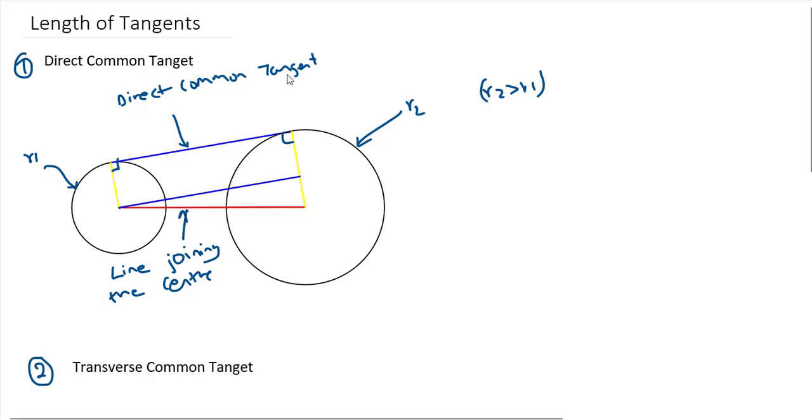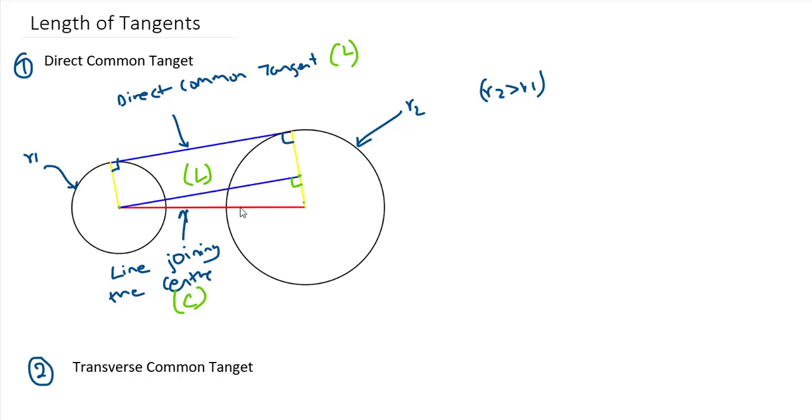Now let the length of the direct common tangent be L and the distance between the centers be C. So this length will be C and this length will be L. Now if you take a line which is parallel to this direct common tangent and bring it over here, the length of this line will also be equal to L. Since this is the radial line and this line is parallel to the tangent, if this angle is 90, this angle will also be 90.